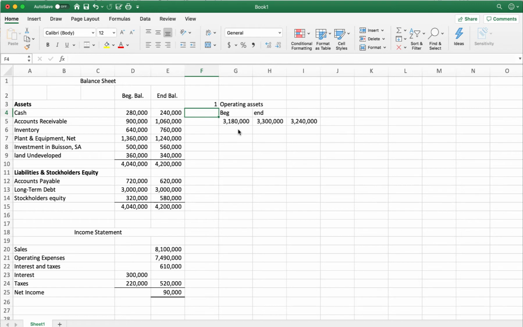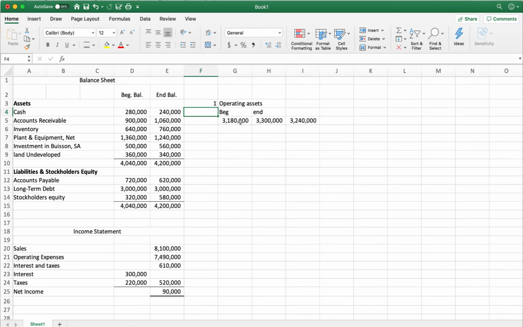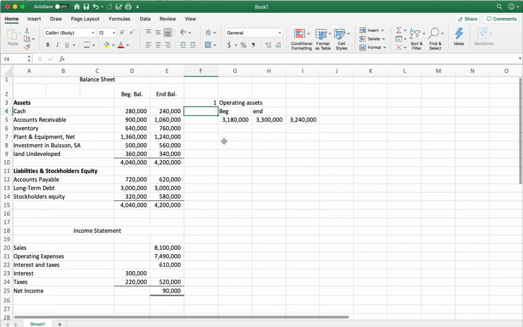So when your homework asks you to calculate the average operating assets for last year, you just need to know, what are my operating assets? Well, I have to add cash, accounts receivable, inventory, plant and equipment for the beginning balance. Do the same thing for the ending balance, add up those assets. You get your totals. You add your totals up and divide by 2. So not too difficult, okay?